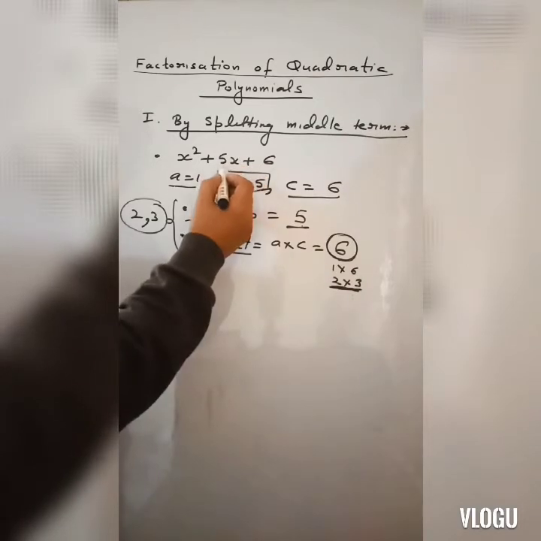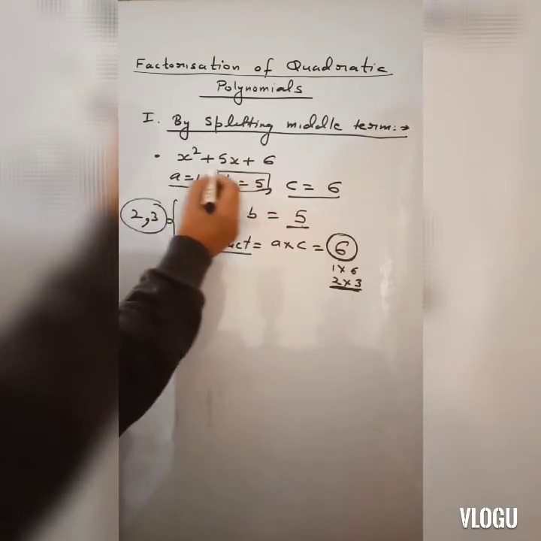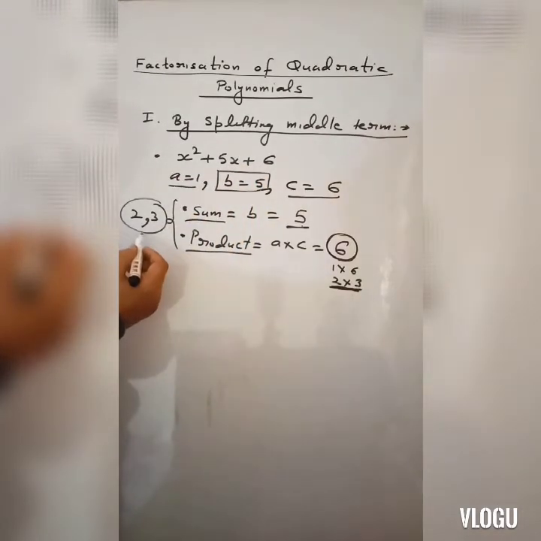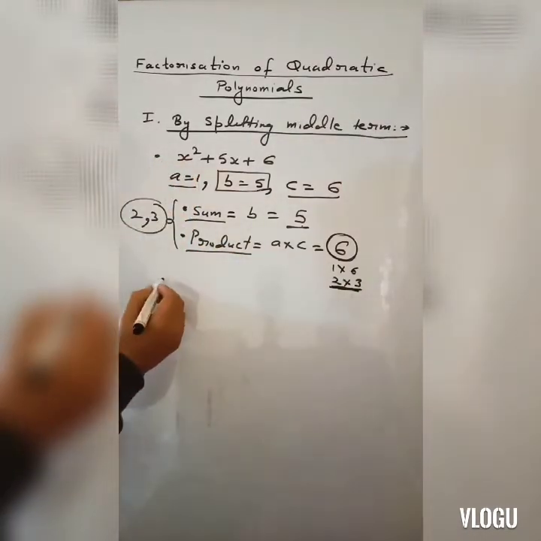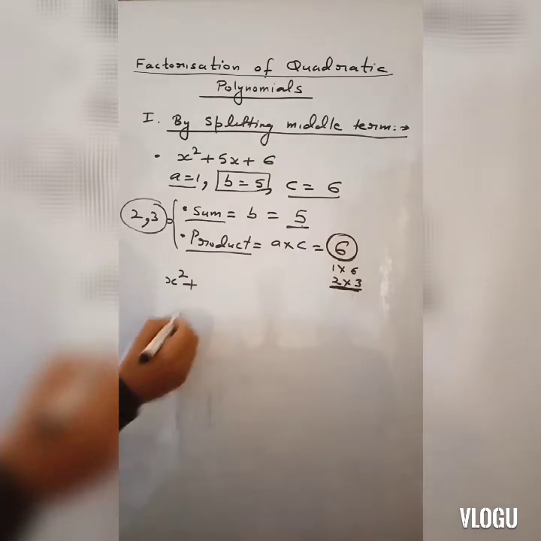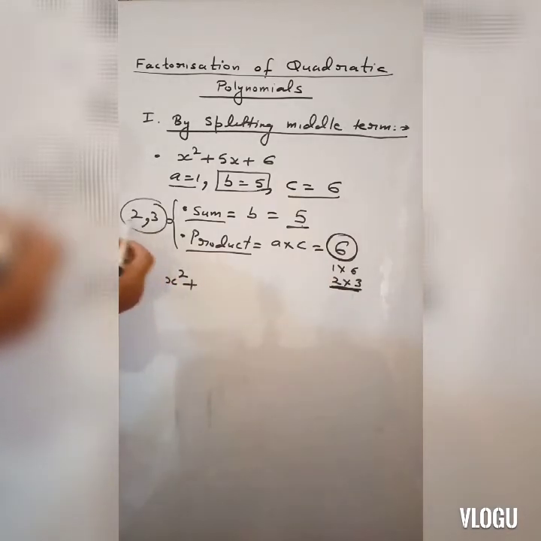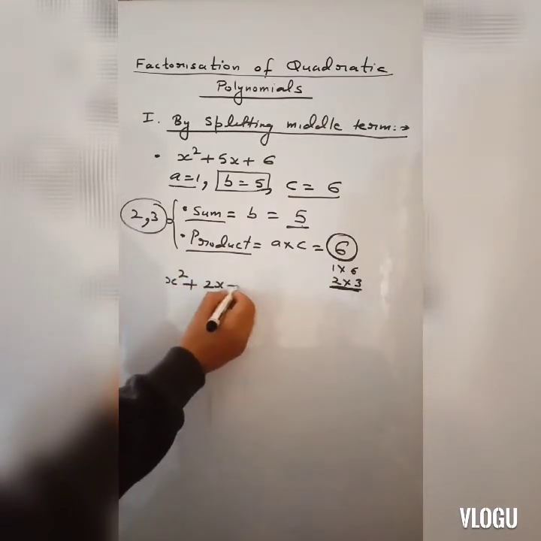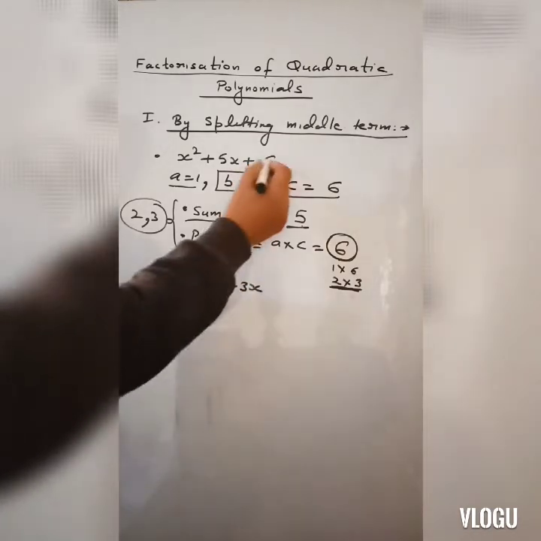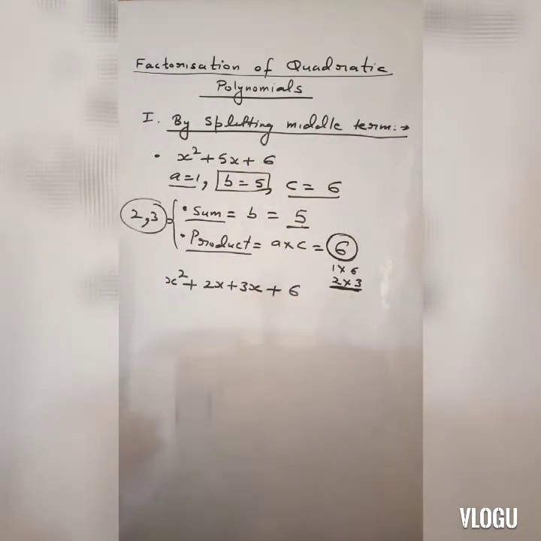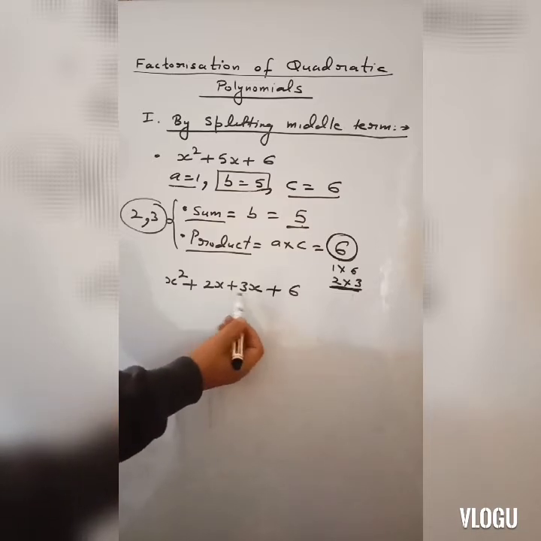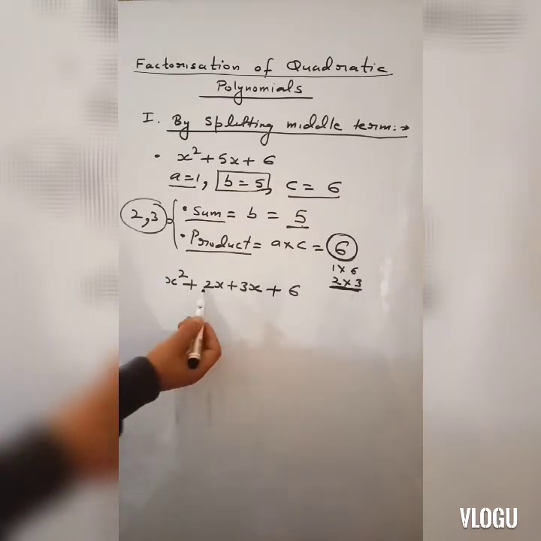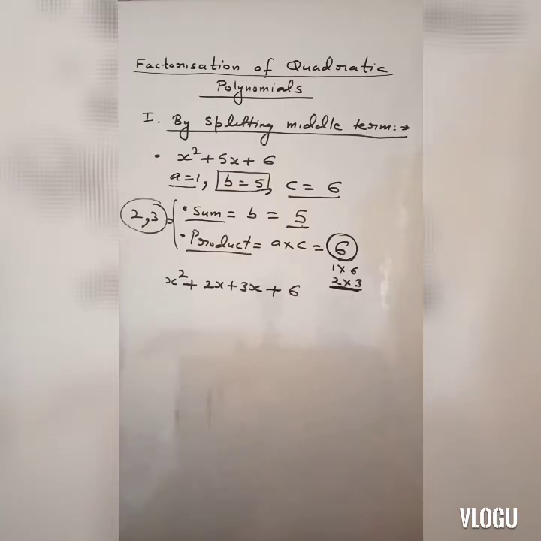So to split the middle term of this expression, we need these two numbers. And how to find them, I already explained. Now see what you will do. x square you will write as it is, and in place of the middle number you will write these two numbers, like 2x plus 3x, and the last term as it is. Like 2x, I wrote 2x and 3x, but it's not compulsory. Any number you can write first. You can write it as 3x and 2x also, right?